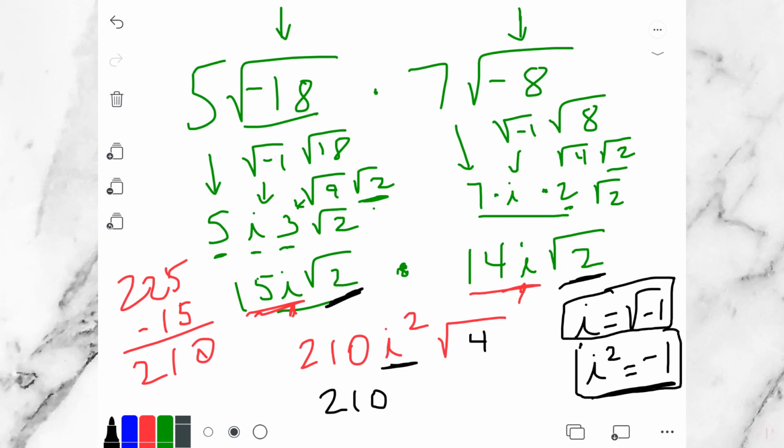So that means i squared is going to completely go away, and you're going to use a negative 1 for it. Now, the square root of 4 is 2. So we're going to multiply all that. So I've got 210 times -1 times 2. And anybody know the final answer? Why, yes, it is -420. All right, everybody agreeing?